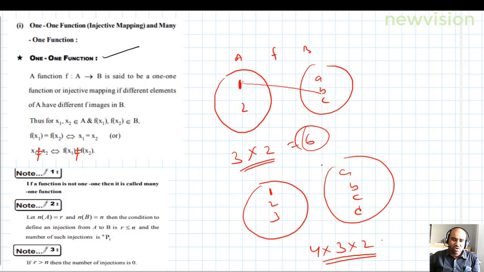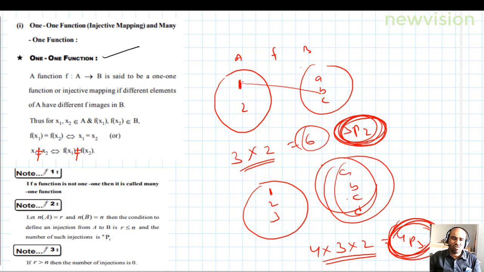Yeah, 4 into 3 into 2 is nothing but 4P3 only. Just as I explained, in 4P3, 4 should be reduced 3 times. 4 into 3 is 4P2 only. Here 3 into 2 is 3P2 only. So 3P2 one-one functions exist from A to B. Here 4P3 one-one functions exist from A to B. 4 stands for the number of elements in the codomain, 3 stands for the number of elements in the domain.